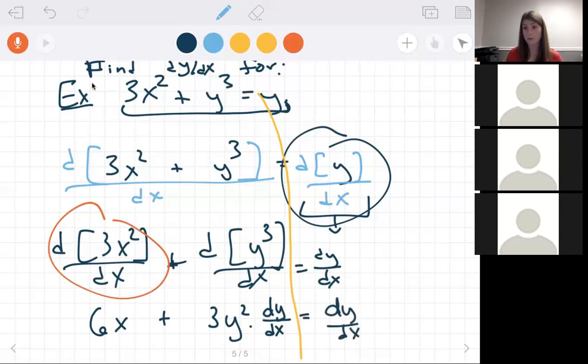Now, what's different about this guy? In this particular example, we have dy dx appearing twice, not just once. And that's okay. If you have y appearing on both sides of the equation, you're going to get a dy dx every time you see the y variable appear. So you're going to get it on the left side with the 3y squared term as a multiplier, and you're going to get it on the right by itself. So before we go on to solving for dy dx, any questions here?